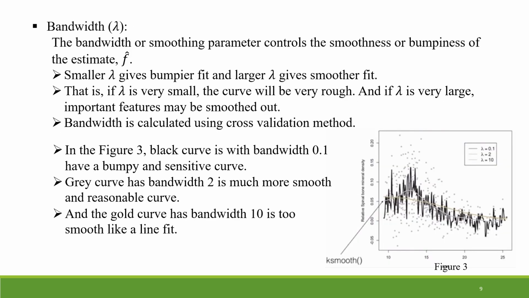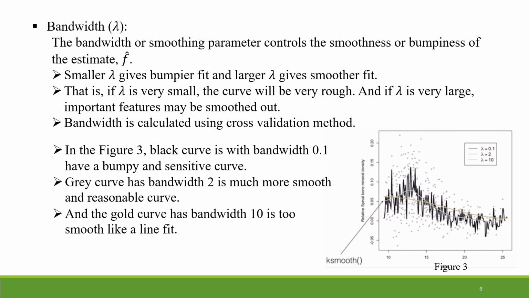So we have mentioned that we have another weight called lambda, which is known as bandwidth. The bandwidth or smoothing parameter controls the smoothness or bumpiness of the estimate f cap. Smaller lambda gives a bumpier fit and larger lambda gives a smoother fit. That is, as lambda increases, smoothness increases.